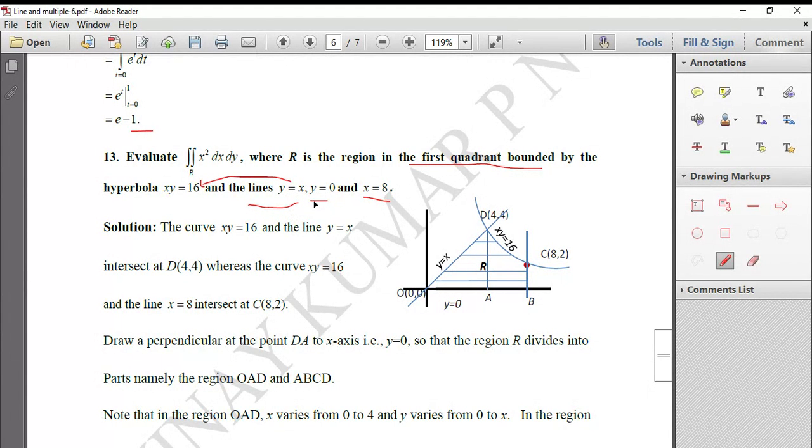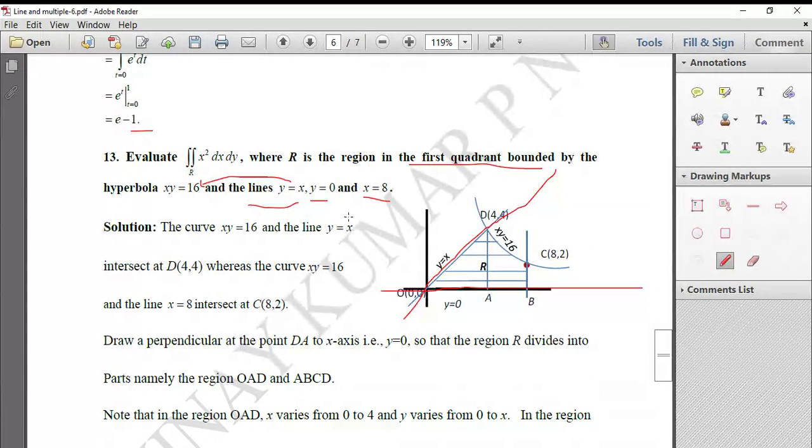First, let me draw y is equal to 0. Y equal to 0 means x-axis. This is the line. And we know that y equal to x and y equal to 0 intersect at 0, 0. So at this point, right? When x is 0, y is also 0. When x is 4, y is also 4. Let us continue. This is our line, y is equal to x.